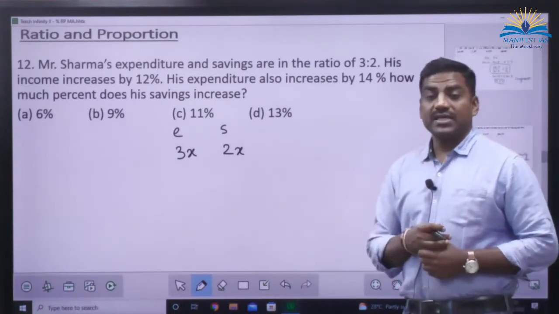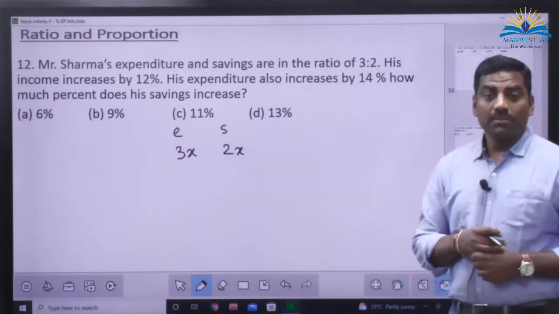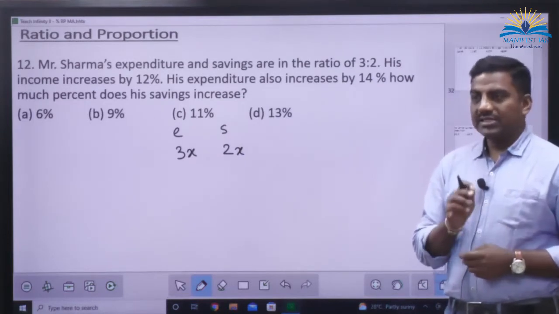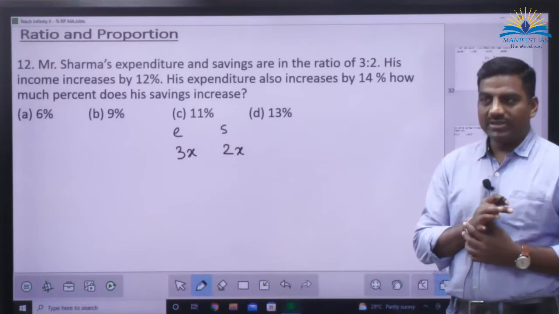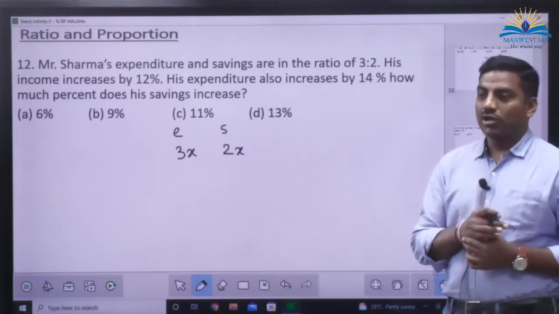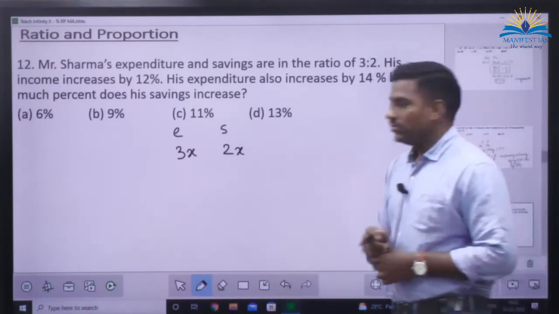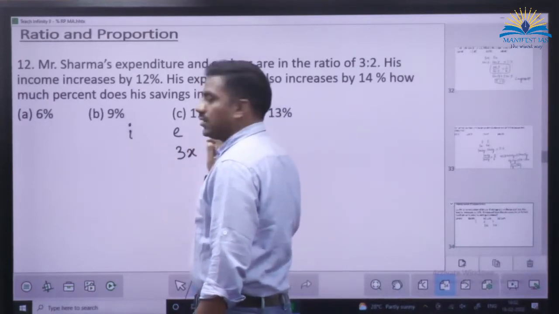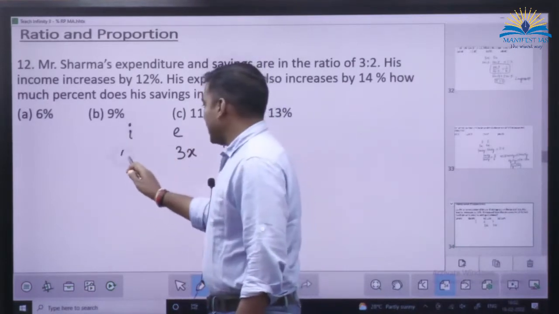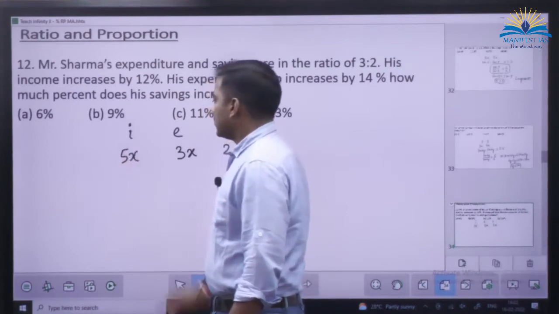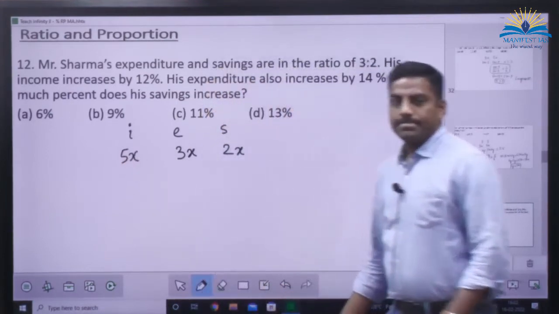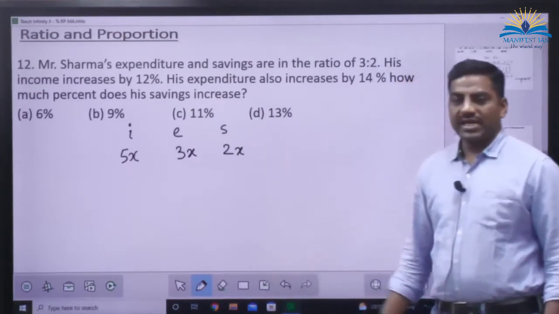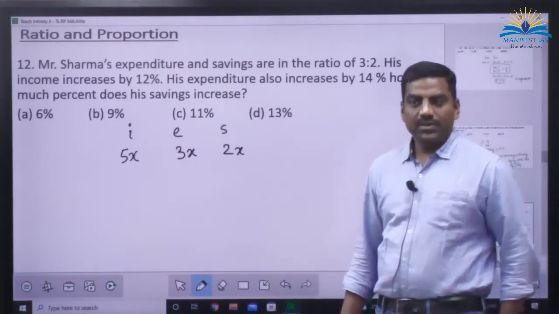Now, his income increases. They have given expenditure and savings. How to calculate income? It is universal. It is not a formula which you have to mug up. It is general knowledge that income is equal to this plus this. So can I write the income as 5x? Income is 5x, expenditure 3x and savings 2x. Yes.